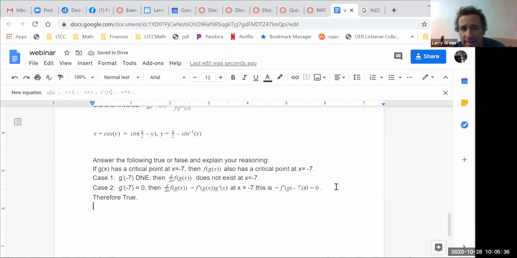Any questions on that? Did I lose anybody on this explanation? Okay, so either you have a point of non-differentiability, but if you do, then the composition is still not differentiable, or you have the derivative of 0 for g. So therefore, by the chain rule, the derivative is 0 for f of g. So either way, you have a critical point. So that's true. Any questions on this example?